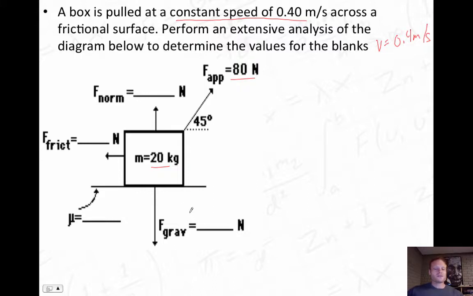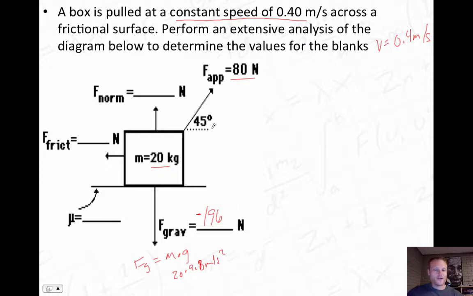Okay. So I'm going to start with the thing I can figure out probably first, which is F grav, because I know the mass. Remember, F grav, or F sub g, equals mass times the gravitational acceleration, which on Earth is 9.8. So I'm going to take 20 times 9.8 meters per second squared. And if you do that math problem, I get a force of 196 newtons. And we can put a negative sign there because I'm going to say down is negative. So that's one thing we can just do right off the get-go.